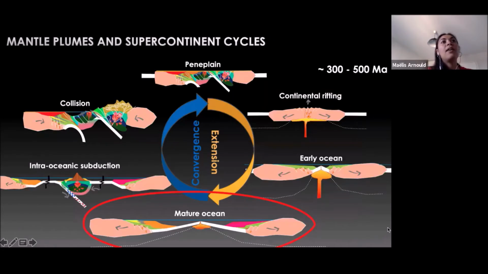So now let's have a look at what happens in a mature ocean. Let's see what we have now on Earth, and what the models can help us to reconstruct. So we'll focus here on plume and oceanic lithosphere interactions, and in particular we focus on plume-ridge interactions.